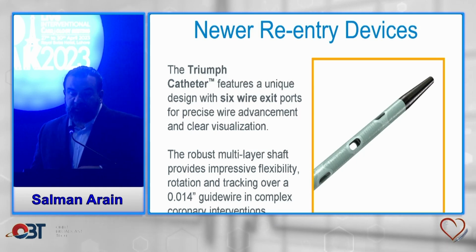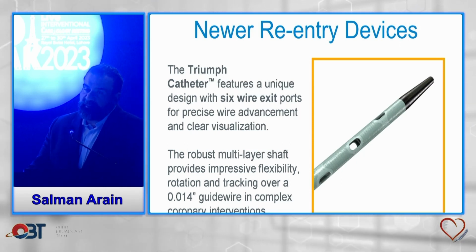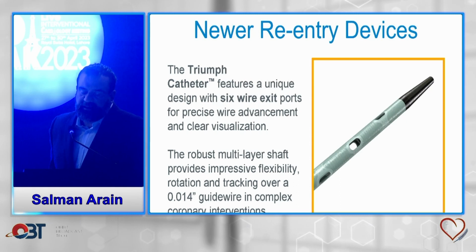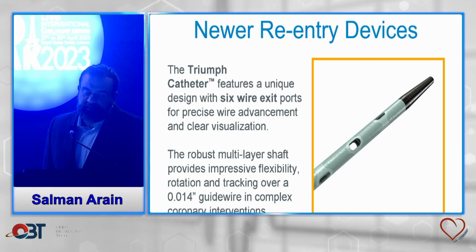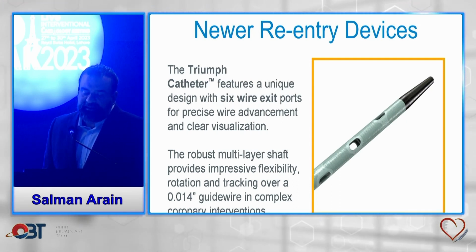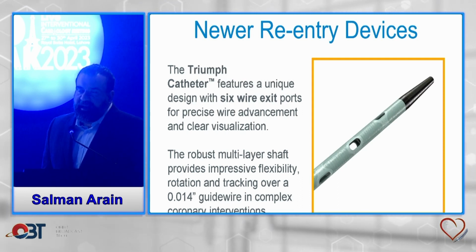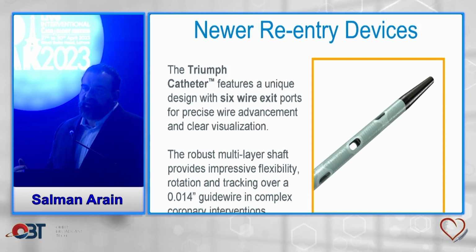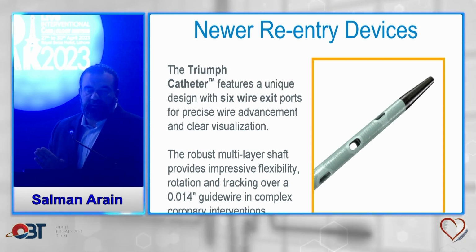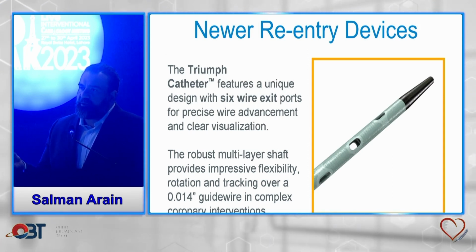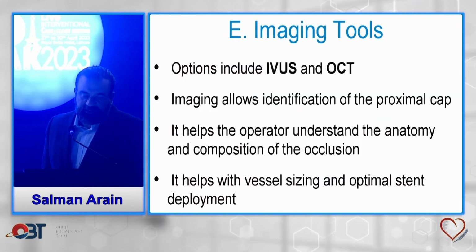There are some newer re-entry devices. This is called a Triumph catheter. It should be out, at least in the US, in the next 6 to 12 months. This actually has 6 exit ports in different directions, so you can do the same thing with the Stingray, except in 6 different directions. In fact, it has a second lumen, so you can aspirate from one lumen and advance the wire through the second lumen, so that if you're forming a subintimal hematoma, you can actually extract that.